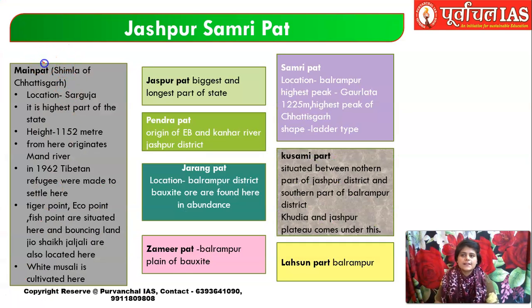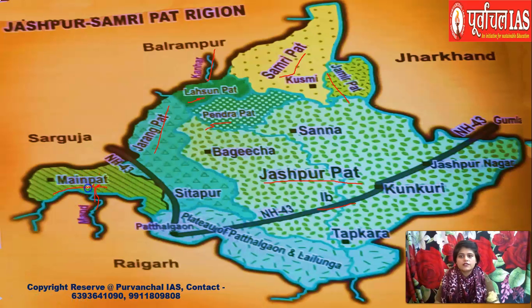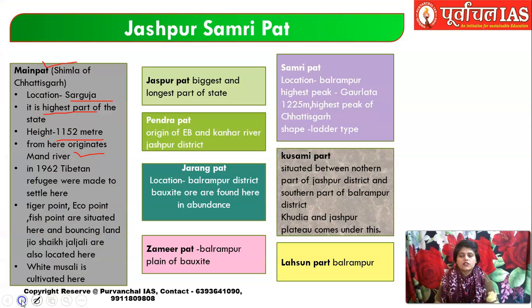See, the most important here is Mainpat, the Shimla of Chhattisgarh. The location is basically Surguja. This is the highest part of the state. Okay, the height you can see is 1152, and from here originates the Mand river. You can see here I have shown you this Mand is originating from this Mainpat area. And a lot of times it is asked in the question that when Tibetan refugees came, where were they settled? It was Mainpat, where in 1962 when Tibetan refugees came, they were asked to settle in.